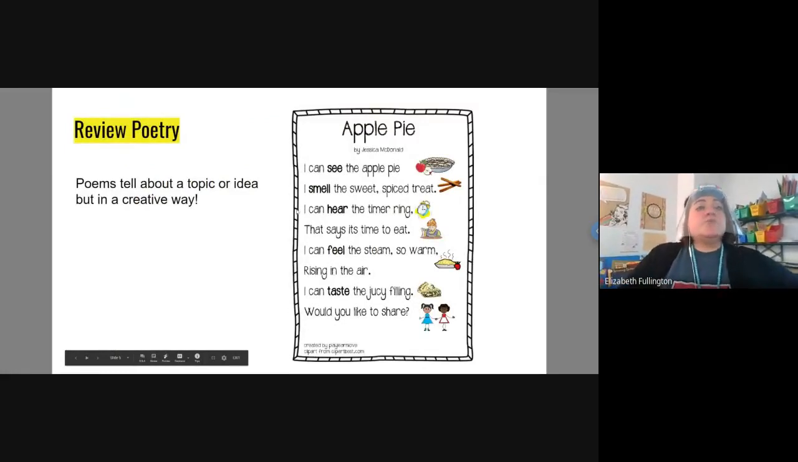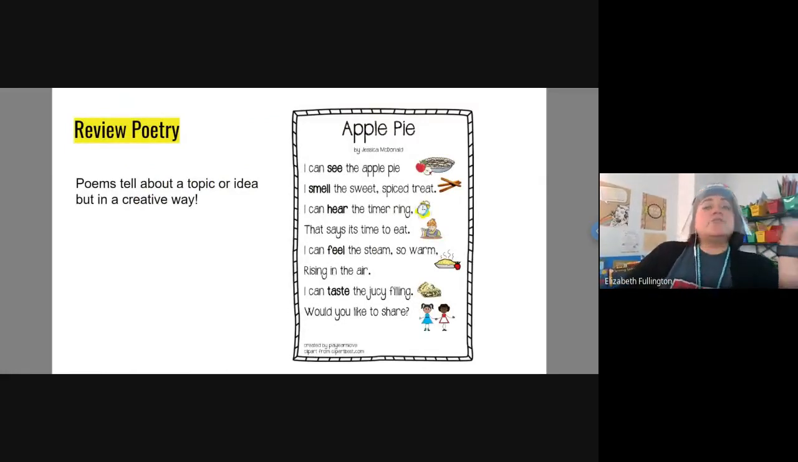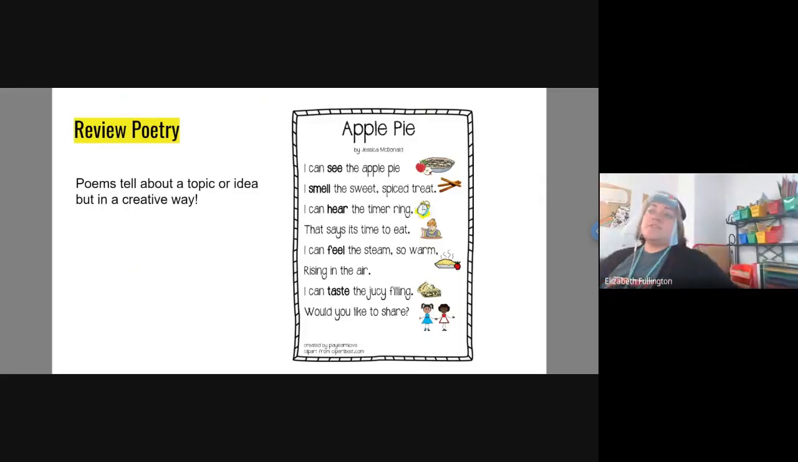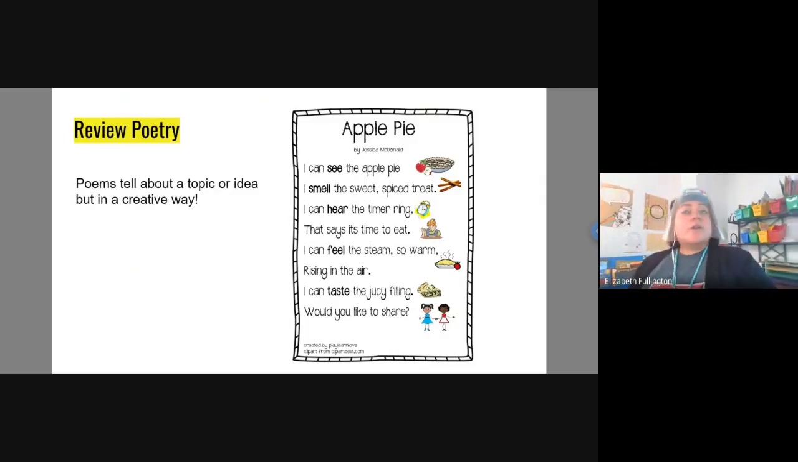All right. So we're going to review poetry. We read a story called Water Rolls, Water Rises. Remember that story where it had the different falls and different rivers and different ponds? It was really pretty. It had the rainbow as the cover. You don't remember the rainbow? Okay, we'll read it again. It says, review poetry. Poetry tells about a topic or an idea, but in a creative way. So here is one that's creative.